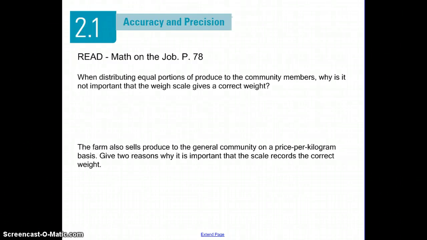Welcome back to Workplace and Apprenticeship 30. We're on 2.1, which is titled Accuracy and Precision. So start by reading Math on the Job on page 78 and answer the following questions.